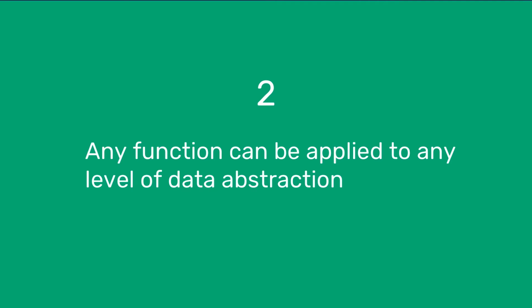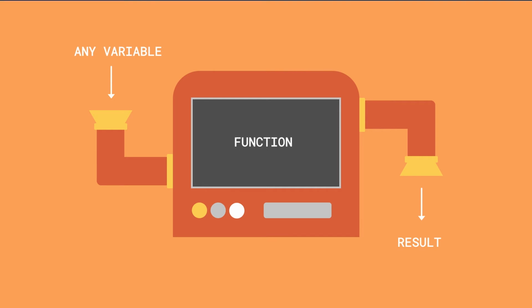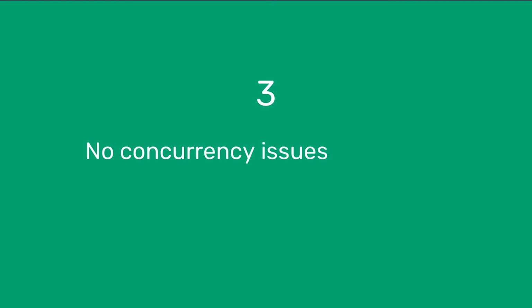Another feature of functional programming is that any piece of data can have any function applied to it. This means that any function can be used on any variable in the program. Unlike procedural programs, there's no inheritance, so this feature is made possible in functional programming.